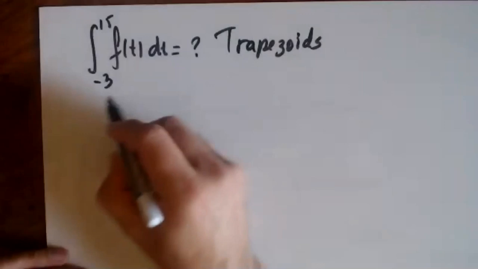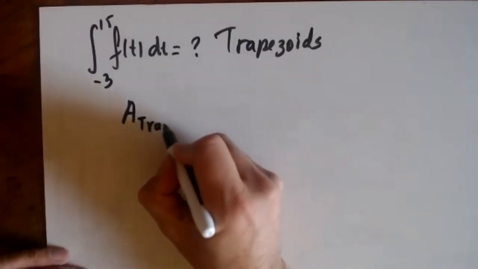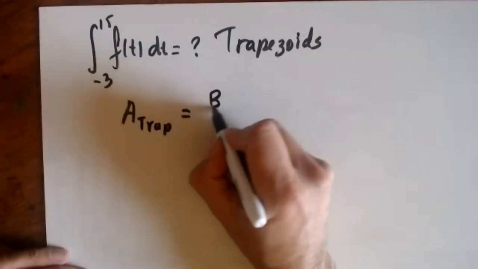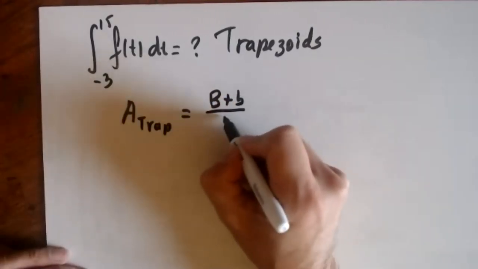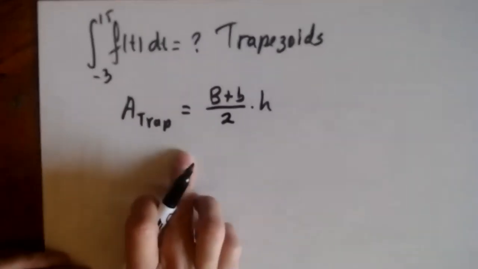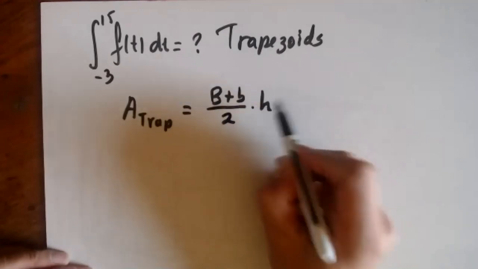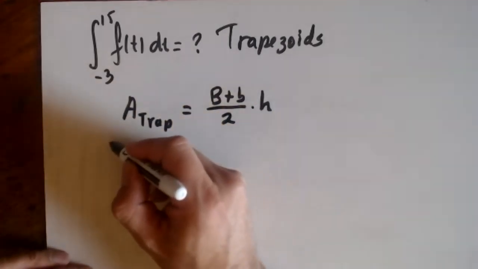What is the formula to get the area of a trapezoid? The area of a trapezoid is the addition of the two parallel bases, b, divided by 2, times the height. Let me just draw something like this.